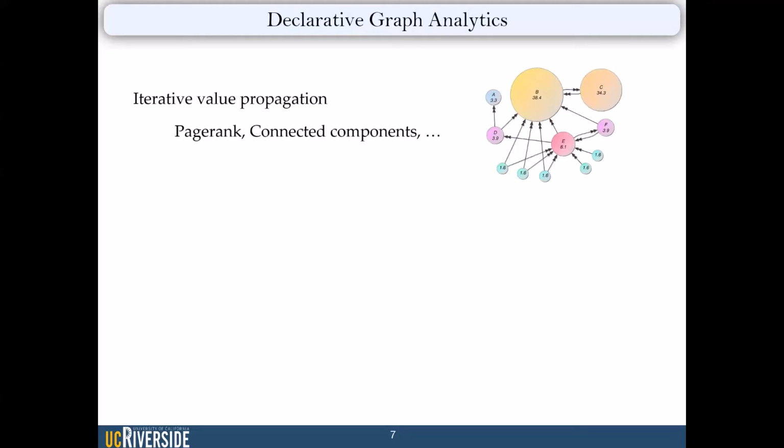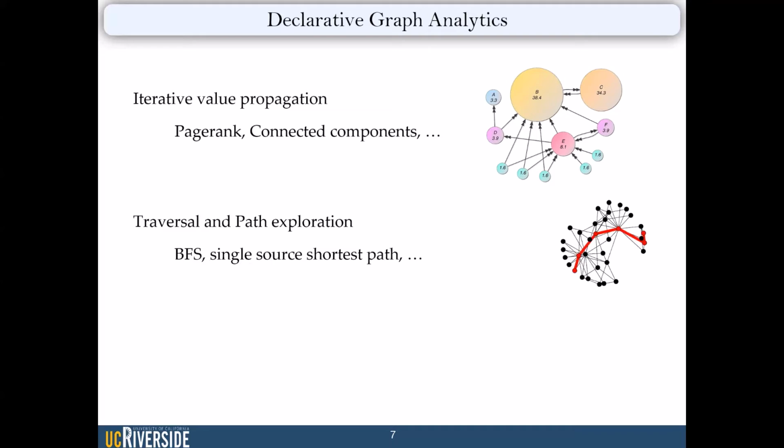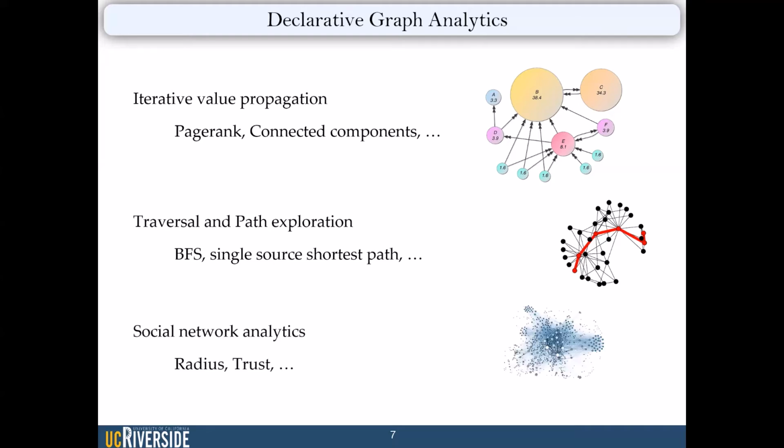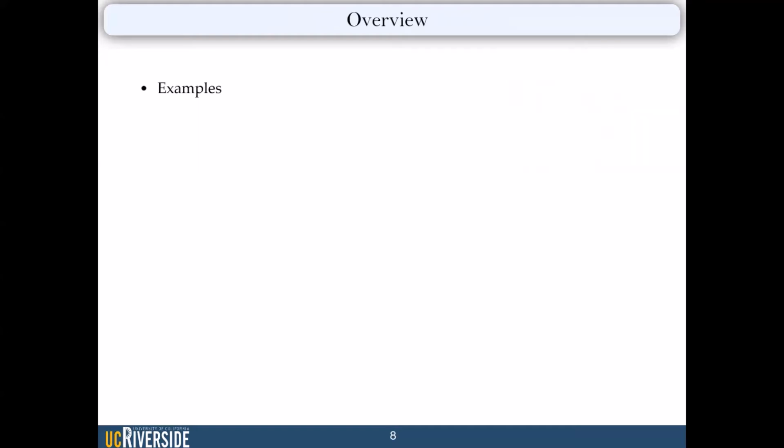Graphs supports different classes of graph analytics. First are problems that iteratively calculate values for each vertex, such as Google's PageRank or connected components. Second are traversal and path exploration problems, such as BFS and single source shortest path. And finally, social network analytics use cases, such as calculating the radius of a social network or finding the trust circle of a user. Generally, these are the algorithms that reduce values over paths, hence we call them path-based graph analytics.